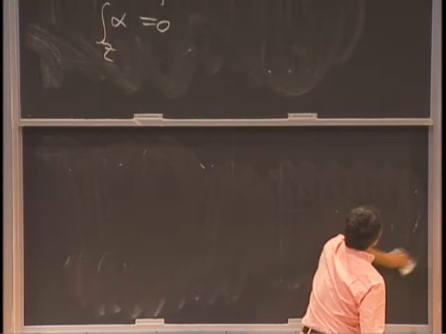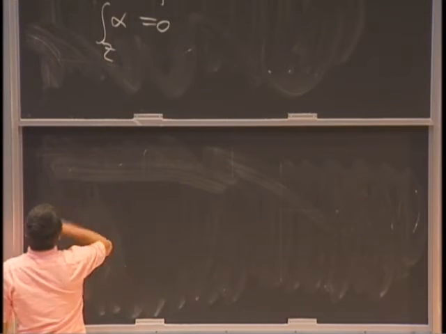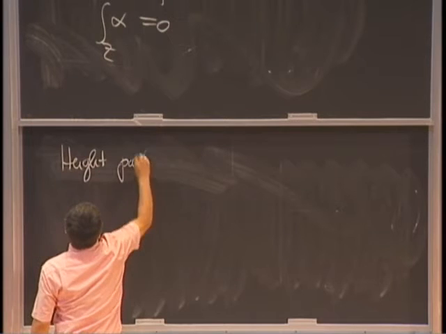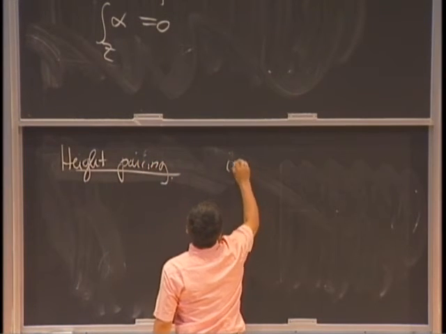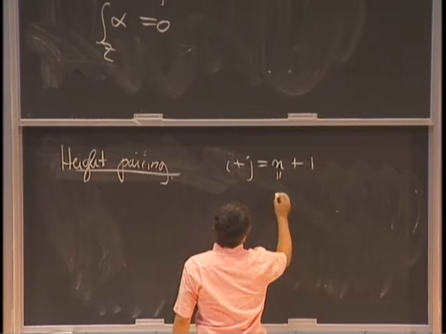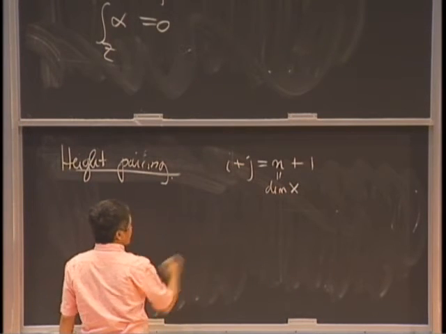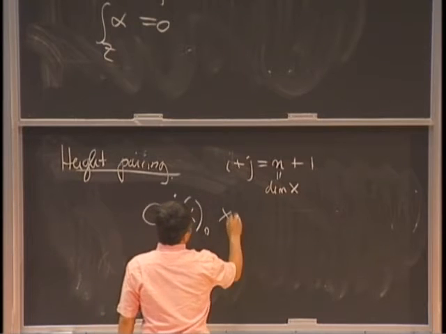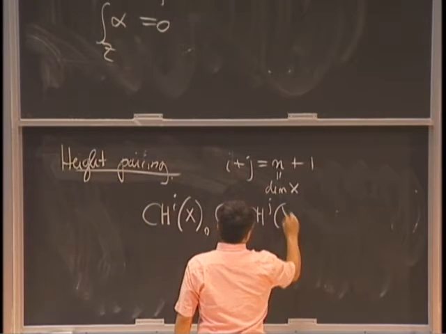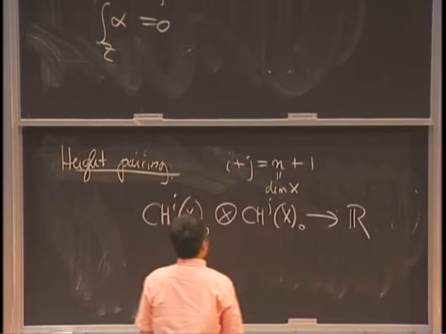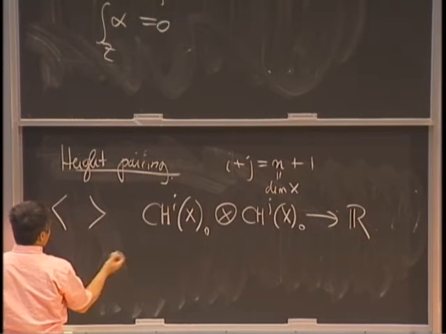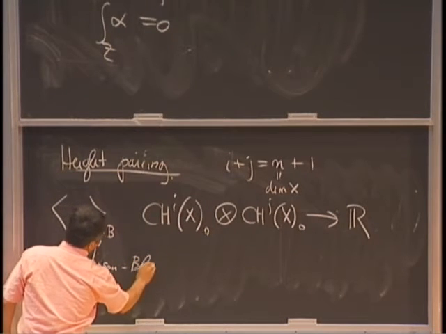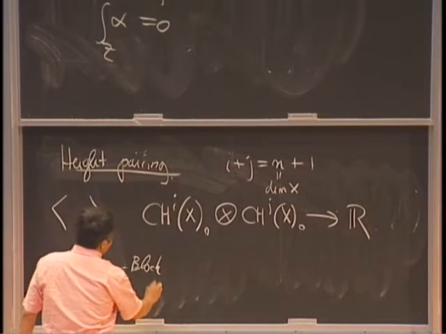And for algebraic cycles, there are two important things. The first thing is the so-called height pairing. If we have i plus j equals n plus 1, remember n is the dimension of X. Then, conjecturally, there is a height pairing from Chow i of X_0 tensor Chow j of X_0 to the real numbers. It's a Beilinson-Bloch height pairing, and conjecturally it is non-degenerate.